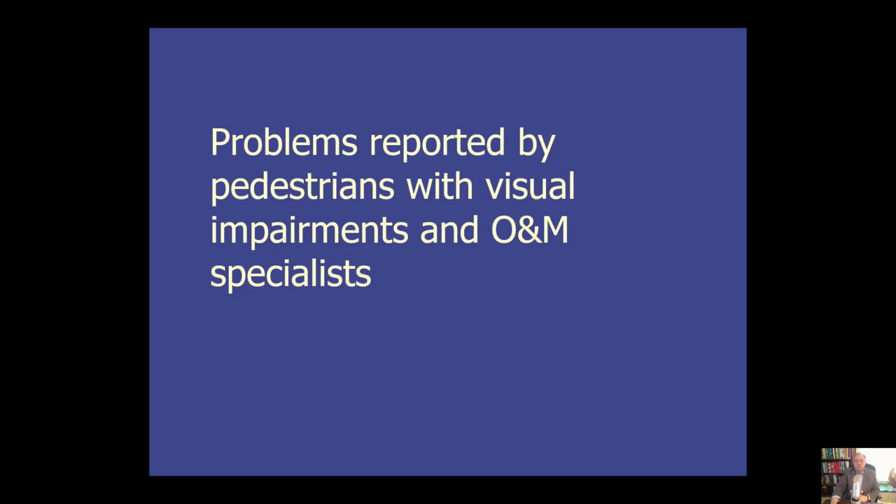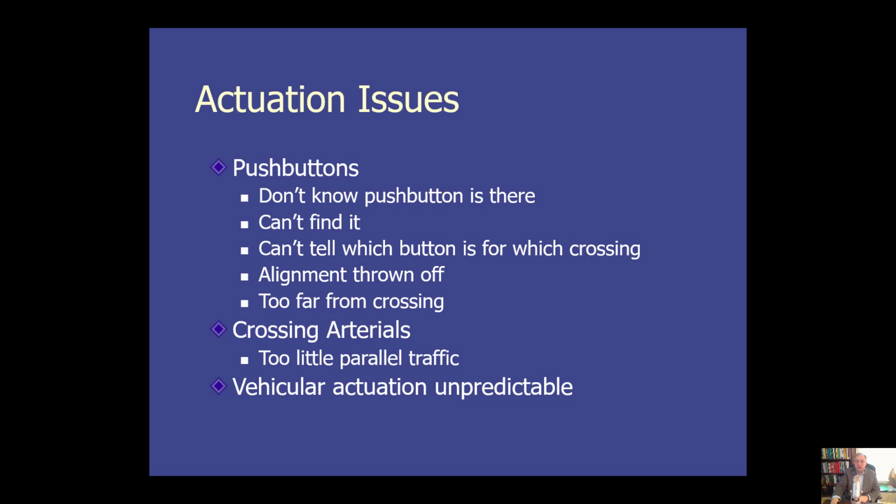Now let's talk a little bit about problems reported by pedestrians who have visual impairment and by their O&M specialists. There are actuation issues. The push buttons. A person might not know the push button is there. They can't find it. They can't tell which button is for which crossing. So we have to teach that. Their alignment is thrown off because they've had to go and push the button and then come back to the corner. Their button is too far away from the crossing.